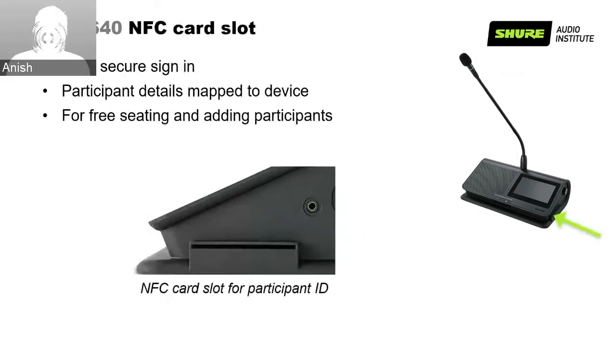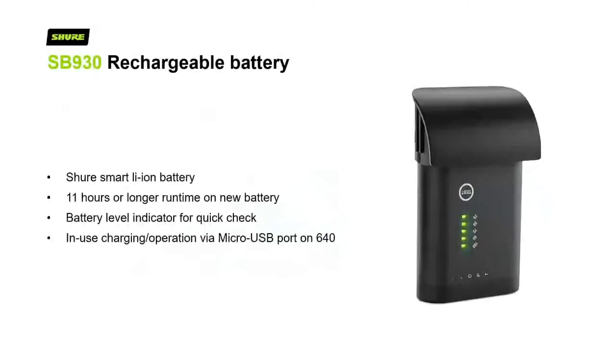For fast and secure sign-in, we can use the NFC card slot on the side of the device, and it can enable free seating layouts and seamless addition of new people to a meeting. The MXCW 640 uses the Shure SB930 smart lithium-ion battery for power, and it offers a minimum of 11 hours runtime and an onboard meter for quick level checks. So you can see a level meter directly. And the battery can also be charged using a USB cable from a minimum 2 amp power supply.